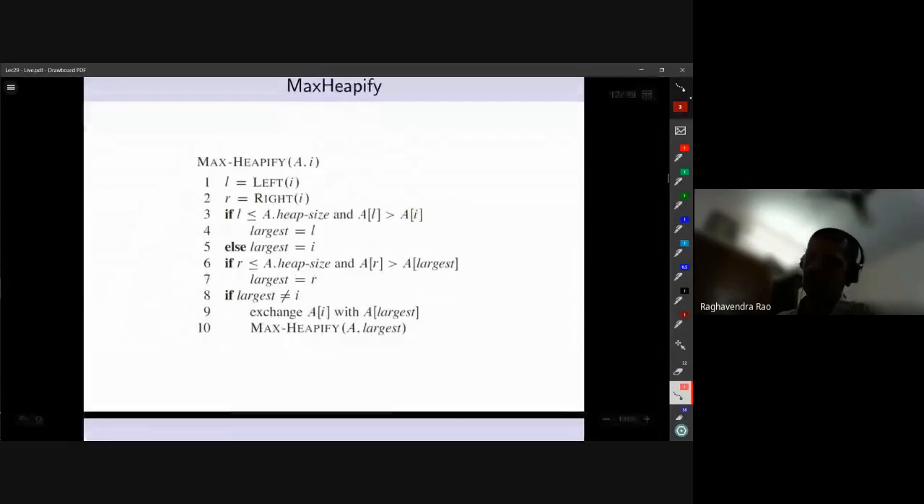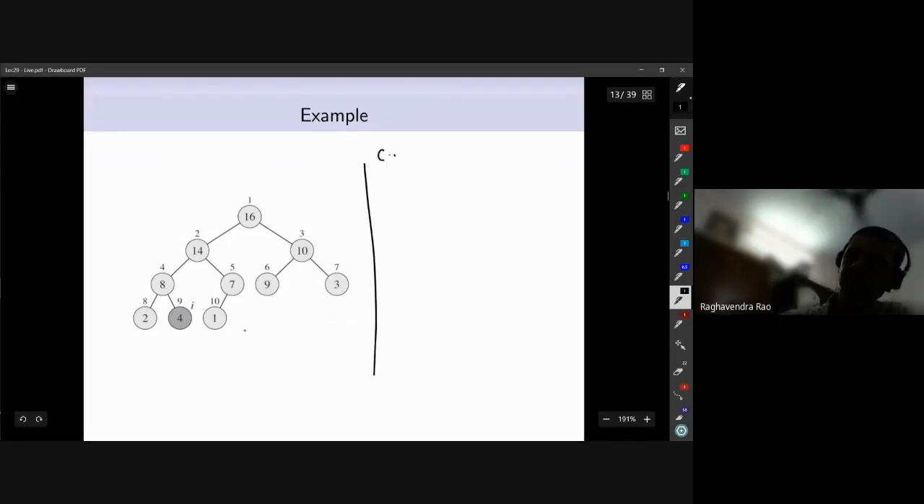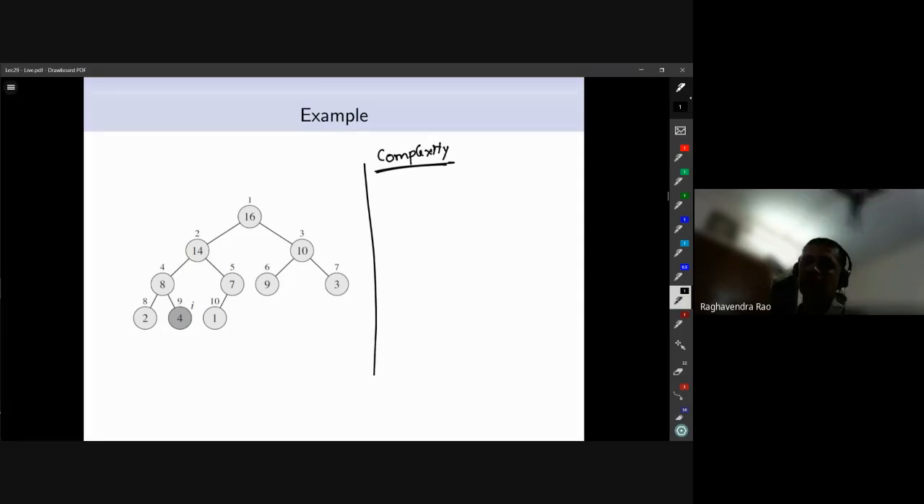Okay, if there is no question, we'll go ahead. Let's just do complexity analysis. Can somebody tell me what is the complexity of this procedure?